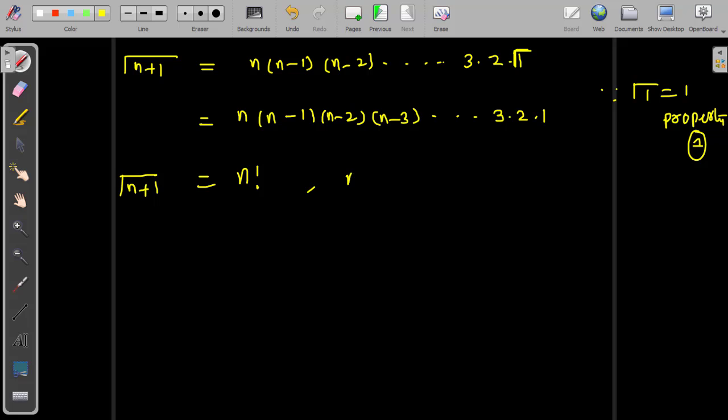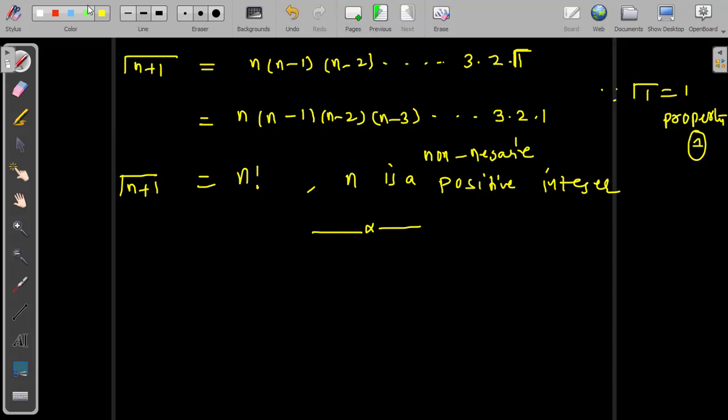Here n is a positive integer, hence the result. So we can say n is non-negative, or simply say non-negative integer. I'll remove this. Non-negative integer means it includes, okay, positive only. Okay, that's the proof of the given theorem.